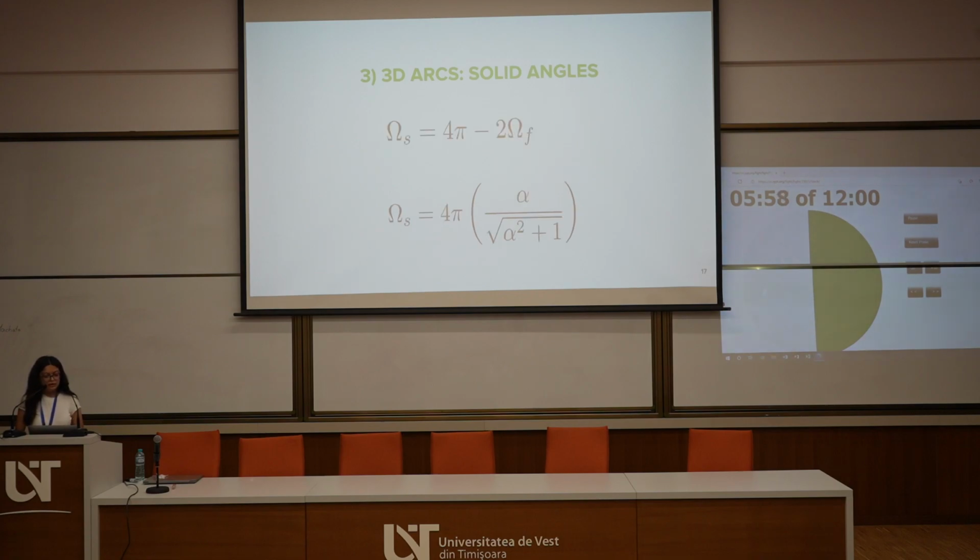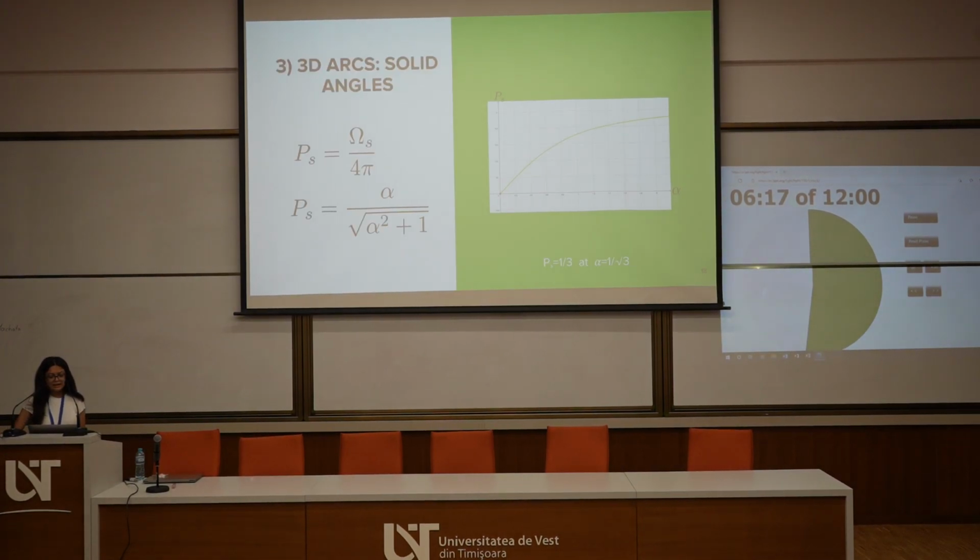So to find the solid angle of the sides, we just take the solid angle of the whole sphere, which would be 4 pi times the radius squared, and subtract from it twice the solid angle of the plane faces. And we reach 4 pi times alpha divided by the square root of alpha squared plus 1. And now the probability should be that of the solid angle of the sides divided by 4 pi, which is the steradians in the sphere, and substituting in terms of alpha, we get to this. And on the graph, the equal probability should be reached at an alpha of 1 divided by square root of 3.